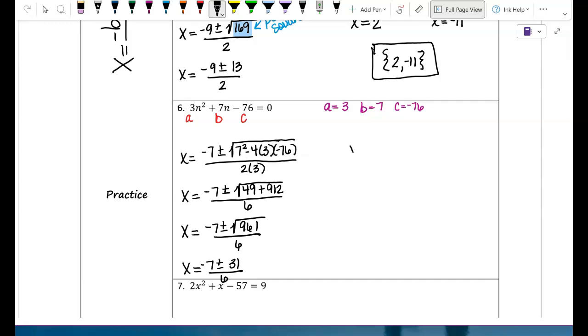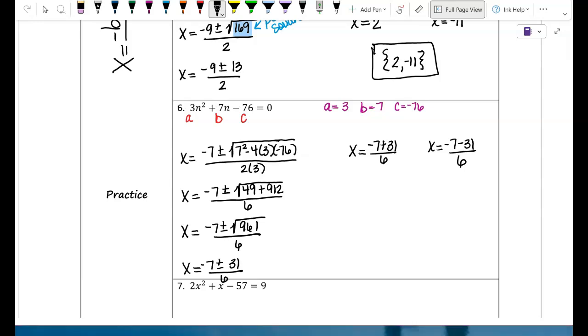So now I'm going to solve two equations. X equals negative 7 plus 31, divided by 6. X equals negative 7 minus 31, divided by 6. Again, that plus and minus is giving us our two equations. One time we're going to solve it with the plus, one time with the minus.